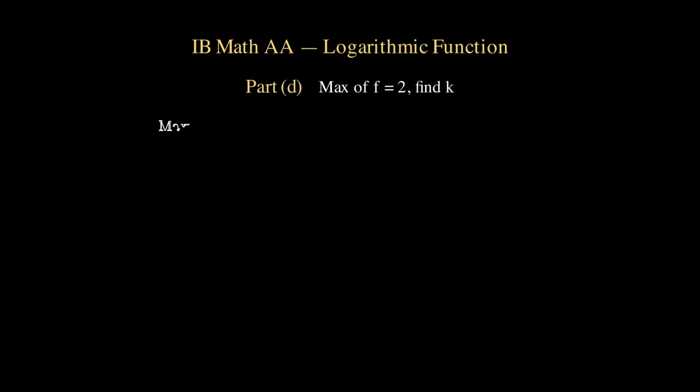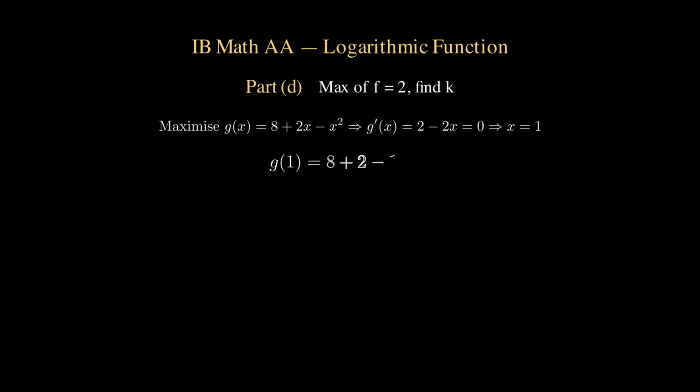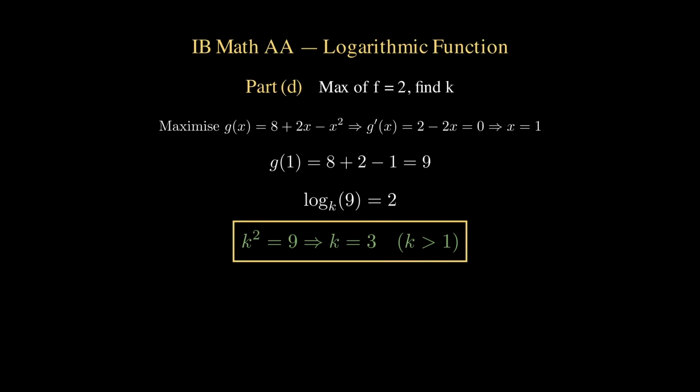For part D, we first find the maximum value of the argument, 8 plus 2x minus x squared. Differentiating and setting equal to 0, 2 minus 2x equals 0, giving x equals 1. Substituting, 8 plus 2 minus 1 equals 9. Since the maximum of f is 2, we have log base k of 9 equals 2. This means k squared equals 9, so k equals 3, since k must be greater than 1.